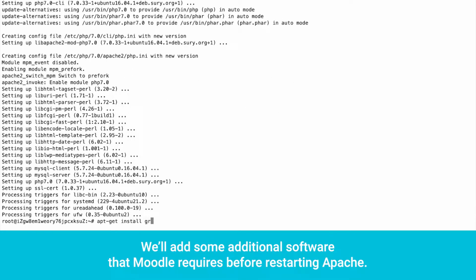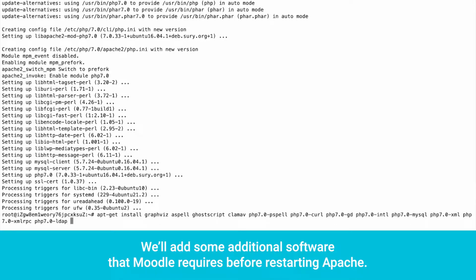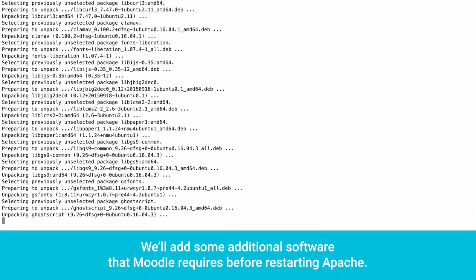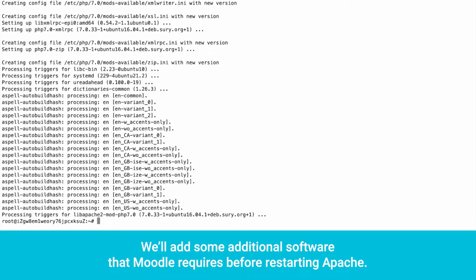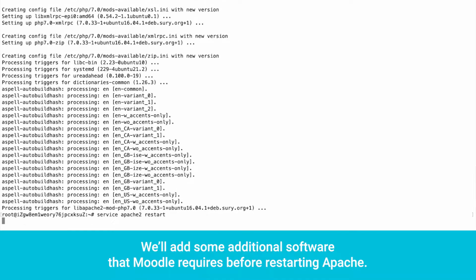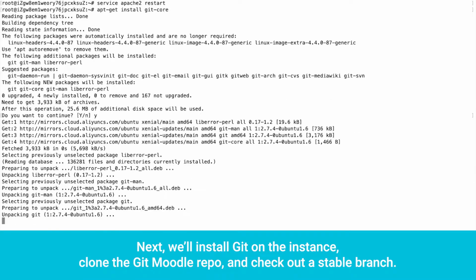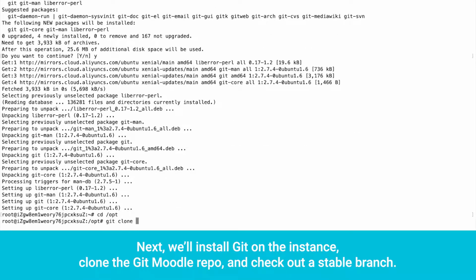We'll add some additional software that Moodle requires before restarting Apache. Next, we'll install Git on the instance. Clone the Git Moodle repo and check out a stable branch.